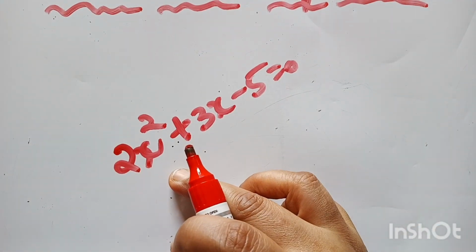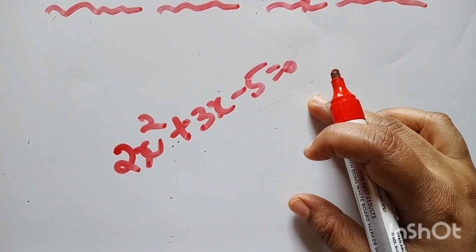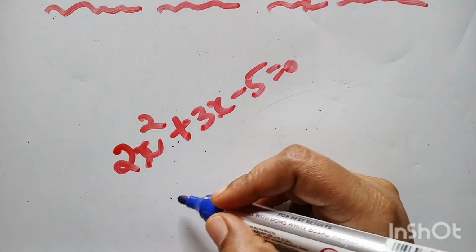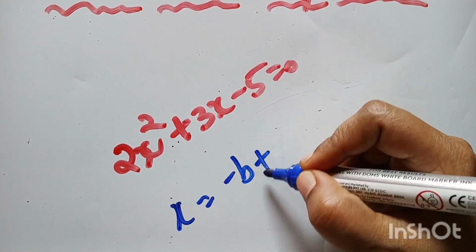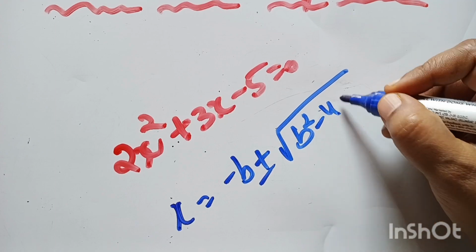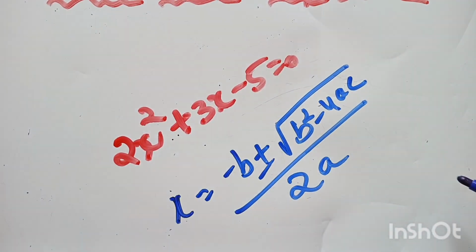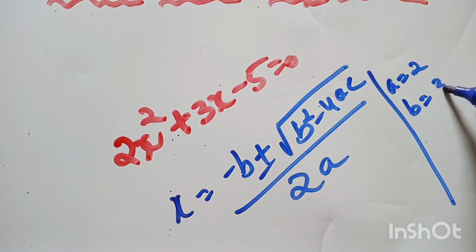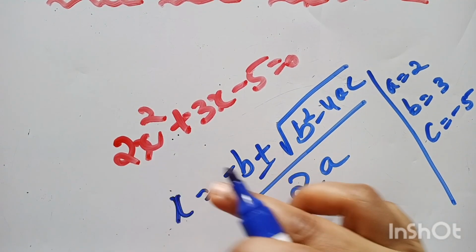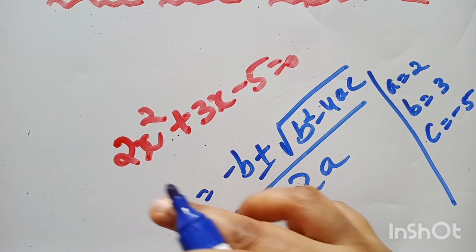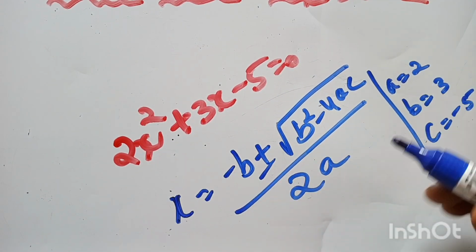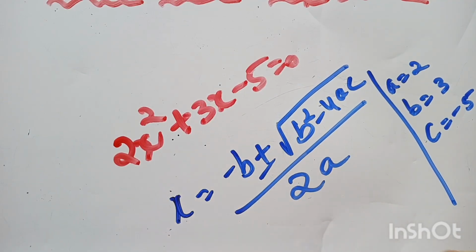Now this is a general form of a quadratic equation: 2x square plus 3x minus 5 is equal to 0. We can find the roots by the splitting method and the factorization method, or we can use the formula x is equal to minus b plus or minus root b square minus 4ac by 2a. This formula also we can try. Here a value is 2, b value is 3, c value is minus 5. Then, after substituting the values, we get the answer.